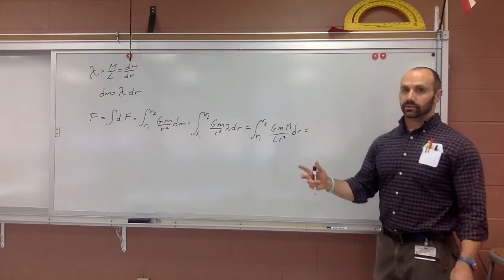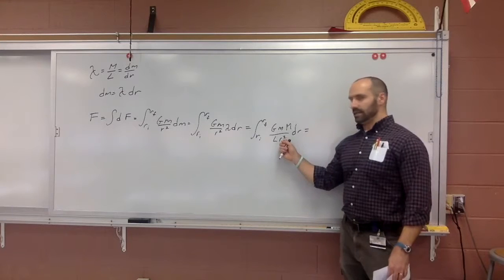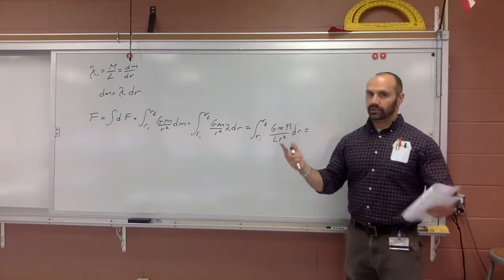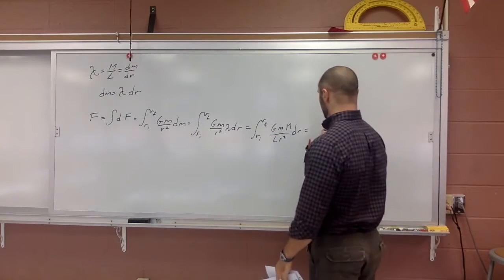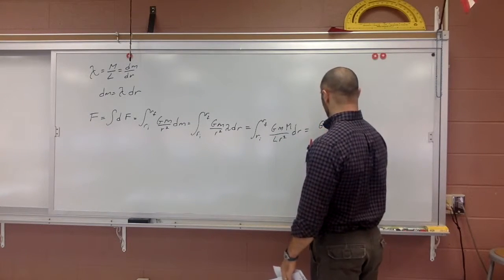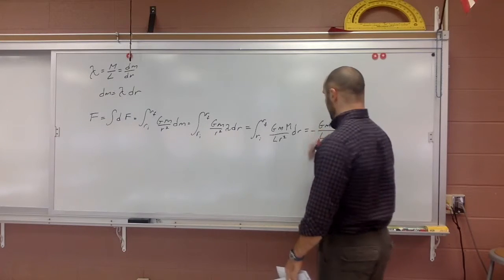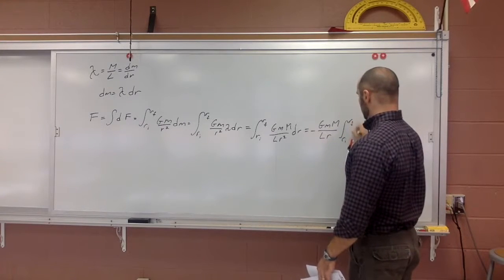One way of doing this is using the quotient rule that I think you've learned. But if you think of this as r to the -2, just kind of put it up here, r to the -2, then you can use the power rule just with a negative. And so what we end up with is G m m over L r, negative, from Ri to Rf.